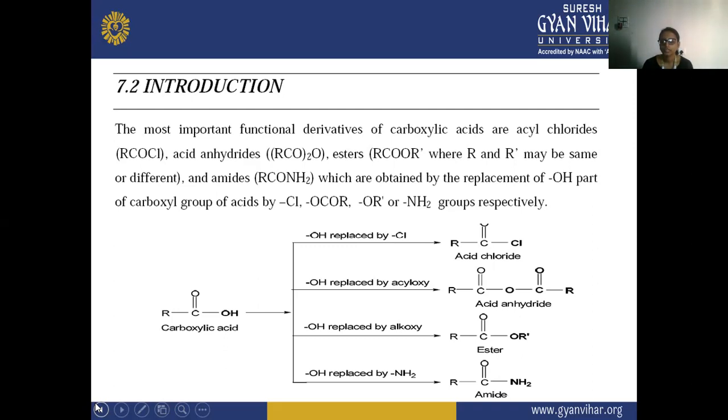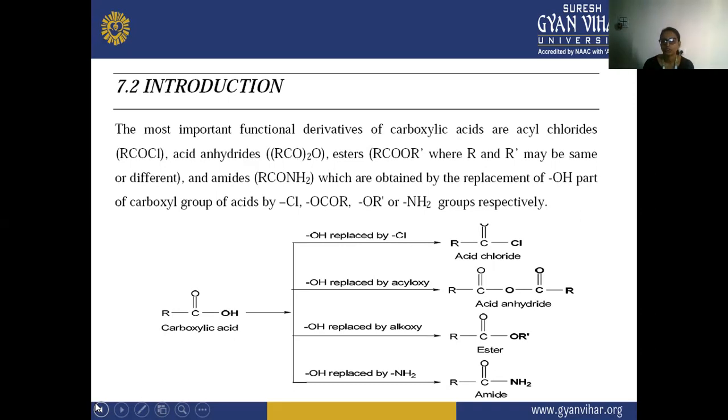So these are the four classes of functional derivatives of carboxylic acid. The first is acid chloride, in which the OH is replaced by the Cl, and it becomes the first important functional derivative of the carboxylic acid. Next is the acid anhydride, in which the OH is replaced by the acyloxy group, that is OCOR, and it becomes the second important functional derivative.